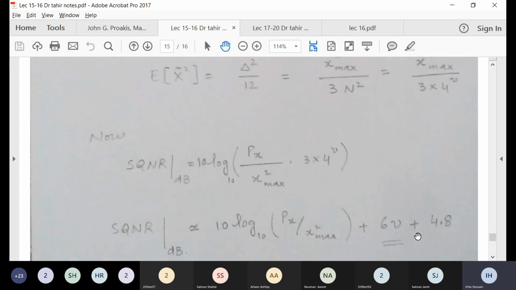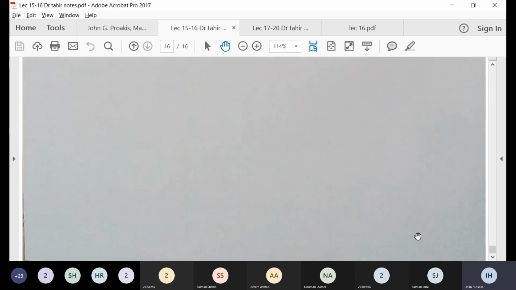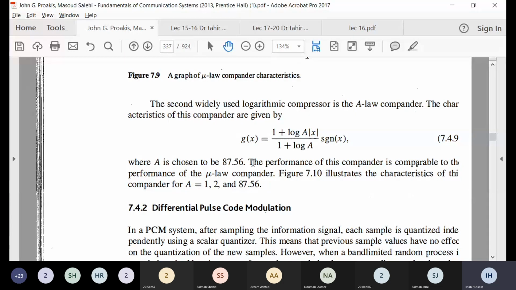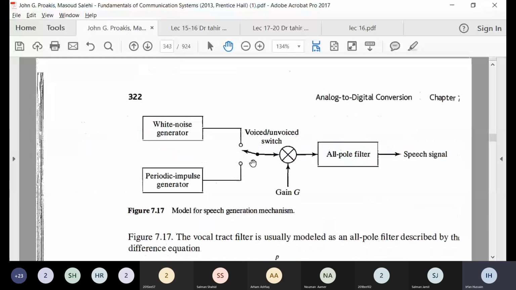Everything else, I have already shown you, the 6 dB rule and all that. Encoding was already done, so we have also covered the lectures. This means we have completed our chapter 7. Now we will move to chapter 8. If you have any questions, you can ask.